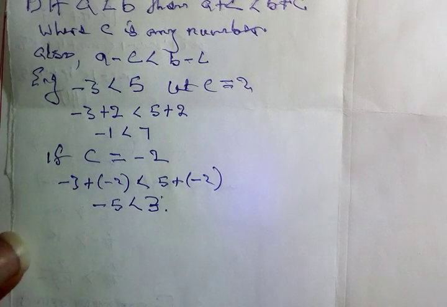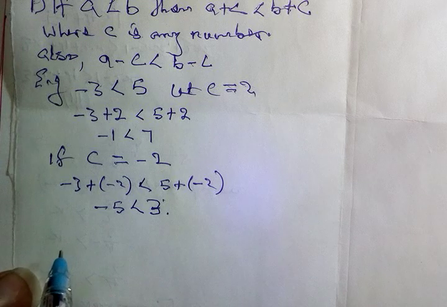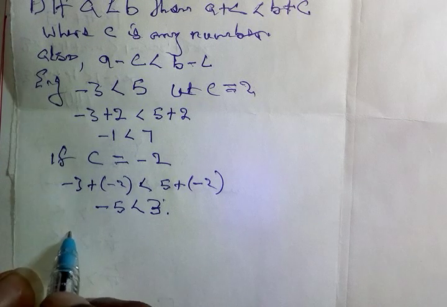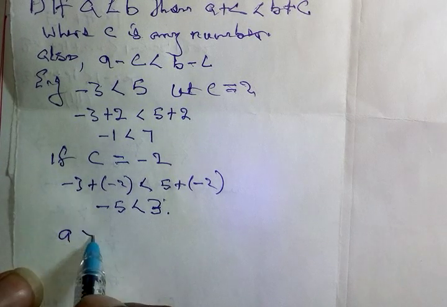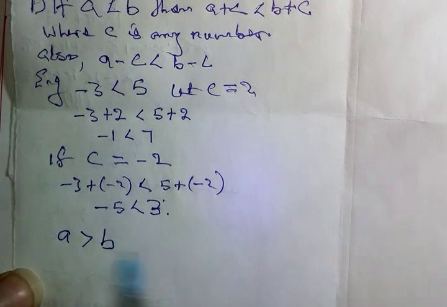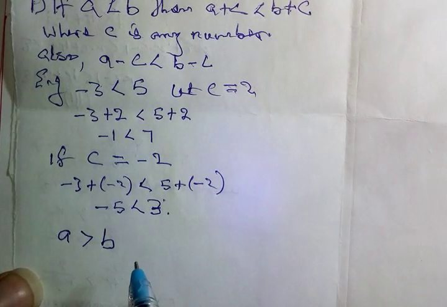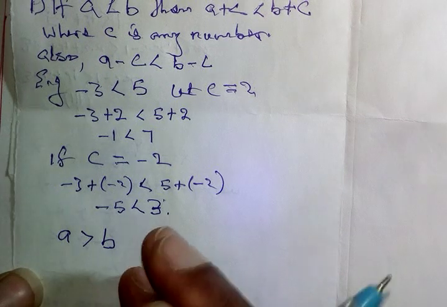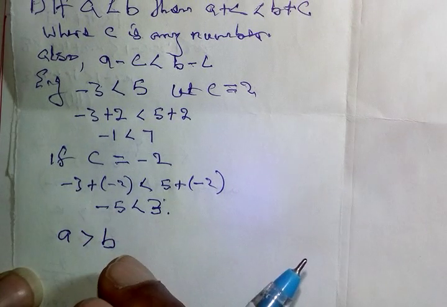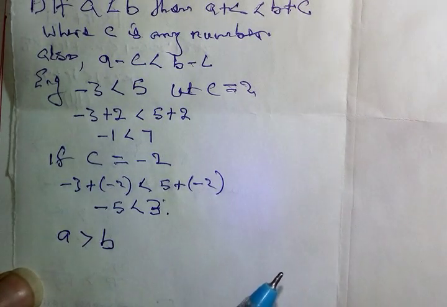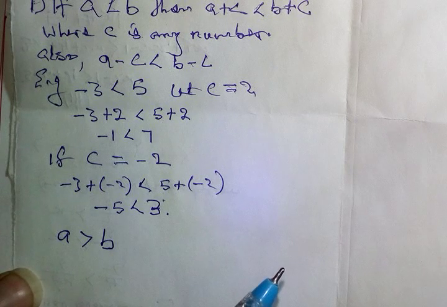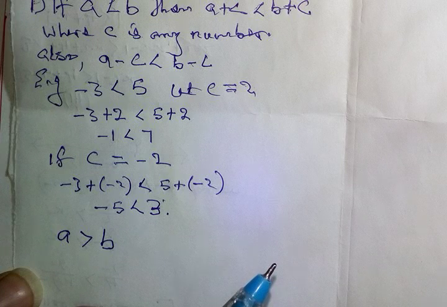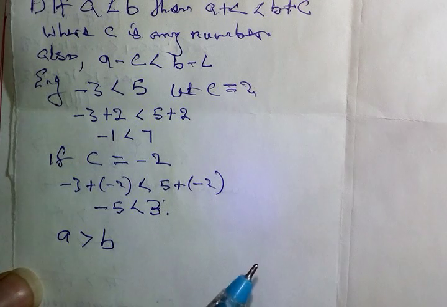This rule also applies when you are having A greater than B. That is, when a constant is added to both sides of the inequality, the sign of the inequality remains the same, and the statement also remains the same.